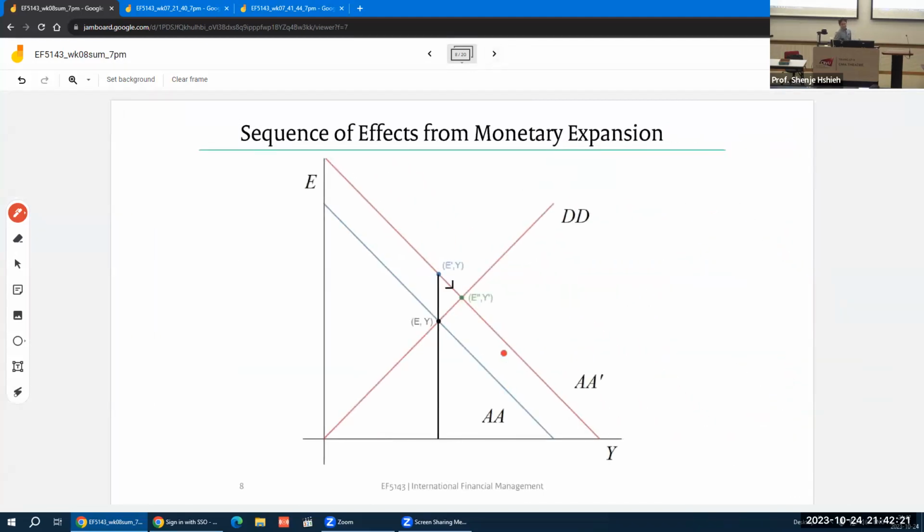We shift the AA schedule up here, so we're at this point here, and as this point feeds into the DD schedule, and the DD schedule changes, that means Y doesn't have to be as high anymore, and so we're moving along the A prime schedule until we reach a point in which all markets clear. Nobody wants to change.